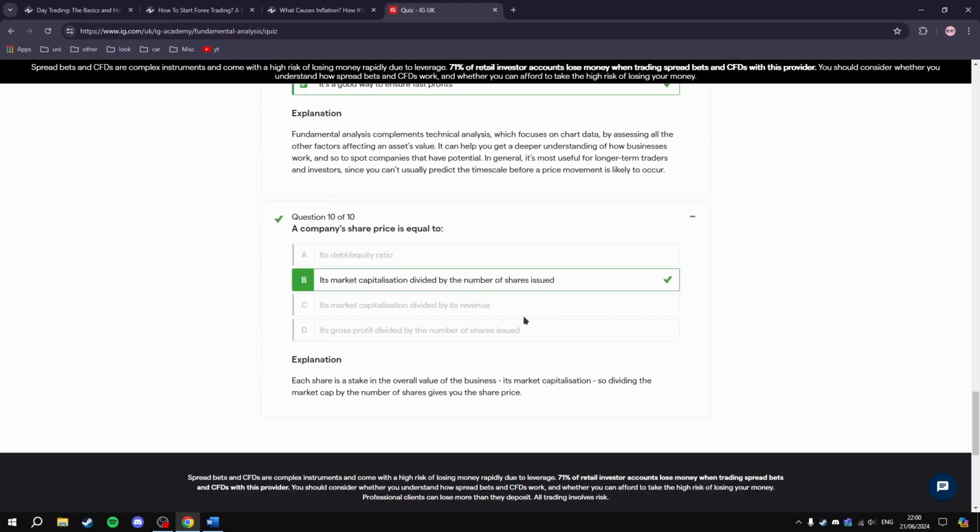Company share price is equal to its market capitalization divided by the number of shares. Each share is a stake in the overall value of the business. So dividing the market cap by the number of shares gives you the share price.